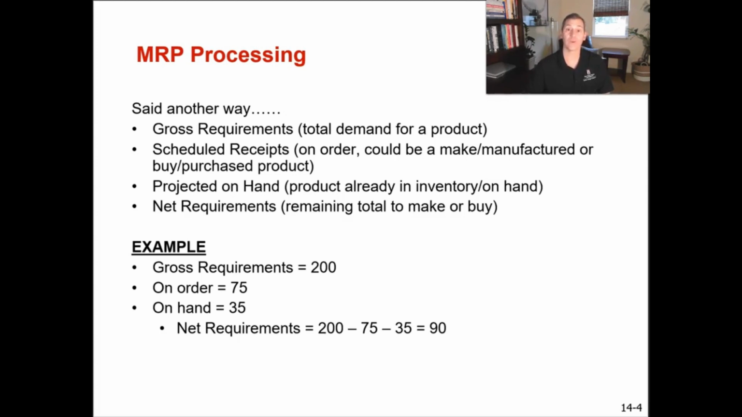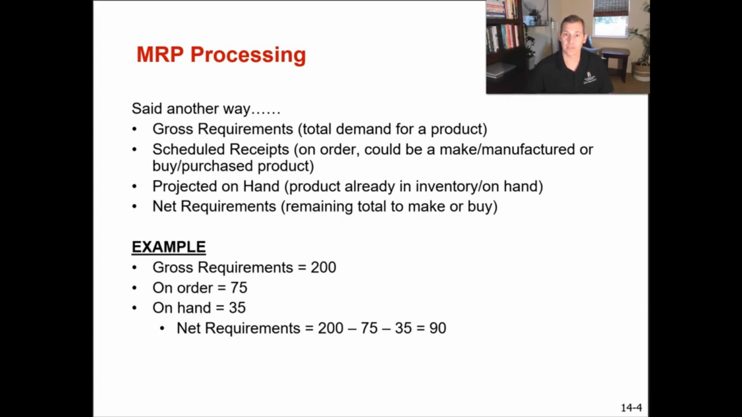Again, the whole reason we do MRP processing is we don't want to calculate out the gross requirements. Gross requirements are necessary to understand, but we want to figure out our net requirements. There's no point in making or buying excess materials to support the gross requirement if we already have material on hand. So a very simple example is your gross requirements are 200.